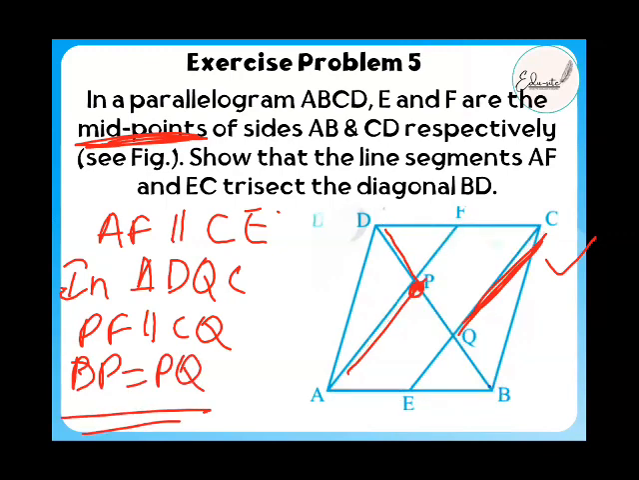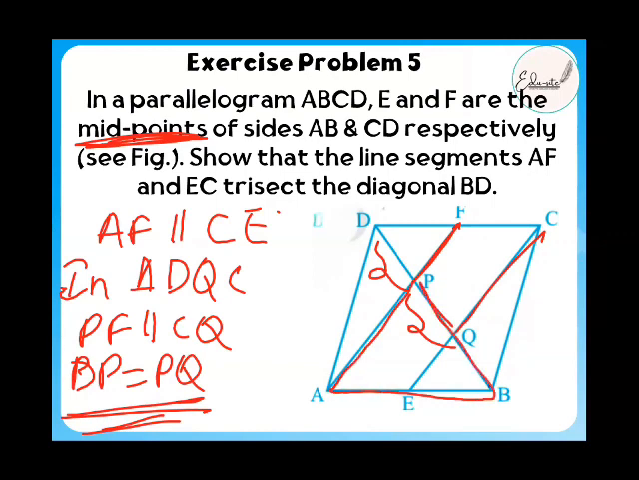Laiba, we applied the midpoint theorem here. If PF is parallel to CQ, then DP is equal to PQ. And then let's consider this triangle. If we consider this triangle, QE is parallel to PA, then Q is a midpoint on this. And if we apply the midpoint theorem, then PQ is equal to QB.